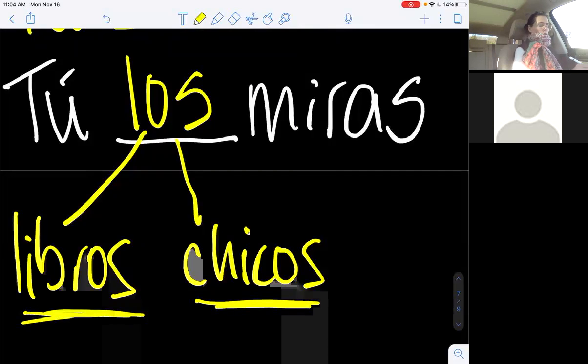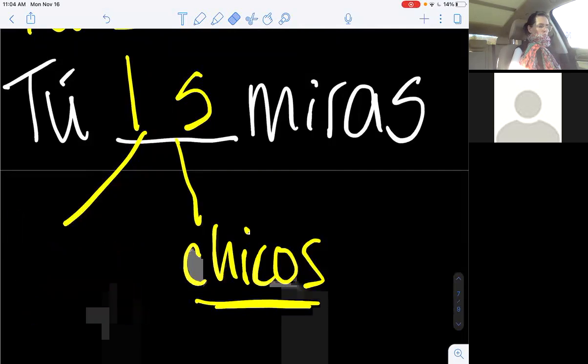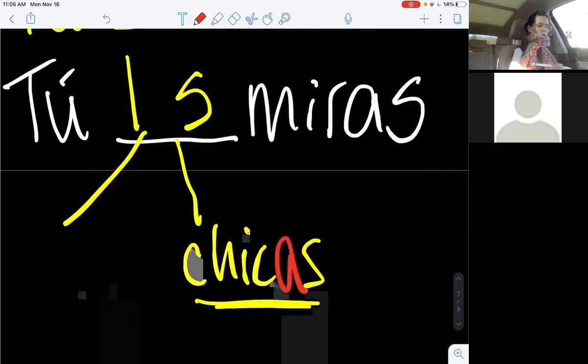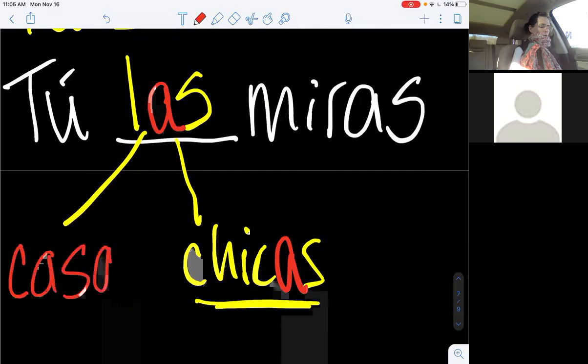Now, let's say we're going to erase this, and instead of libros, we're going to say chicas. I'm going to put it in red so we see the difference. So chicas, therefore, it will be tú las miras. You're seeing them. And let's say that you see houses, casas. Tú las miras. You're looking at them. O tú las ves.